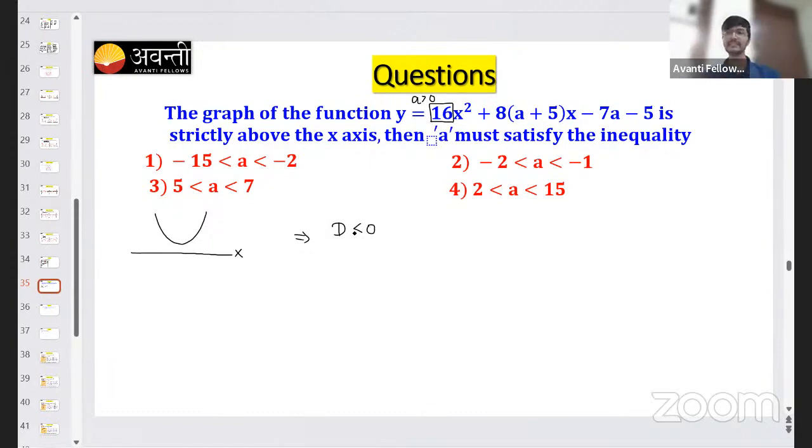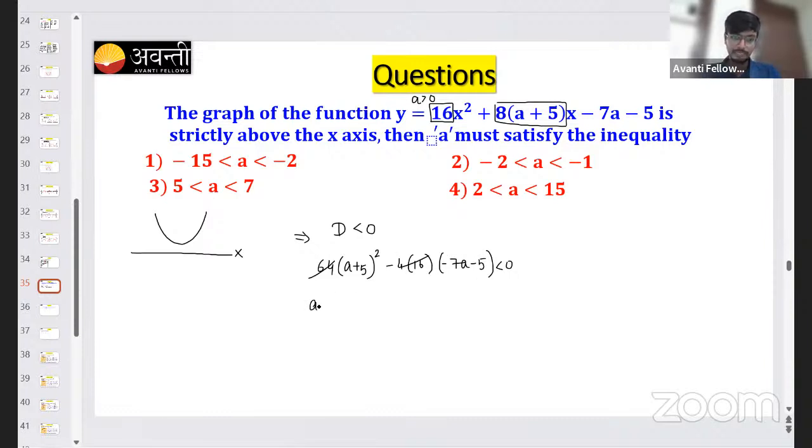और रूट्स इमेजिनरी का कंडीशन है डिस्क्रिमिनेंट less than 0. So let's find discriminant b square. So ये रहा b, इसका स्क्वायर. So I'll get 64 into a plus pi the whole square minus 4 a, तो 16 है और c है minus 7a minus 5 will be less than 0. 16 4 the 64 cancel, minus minus plus हो जाएगा.